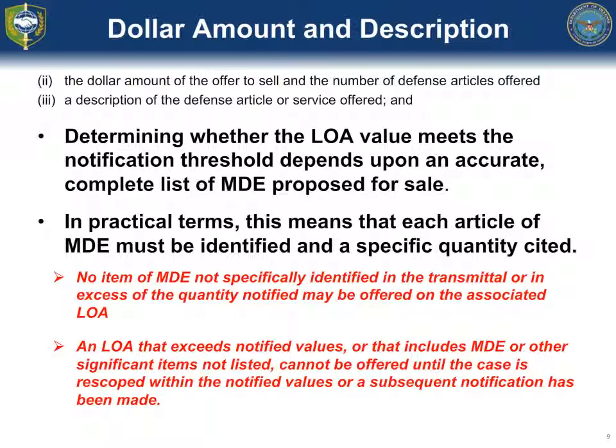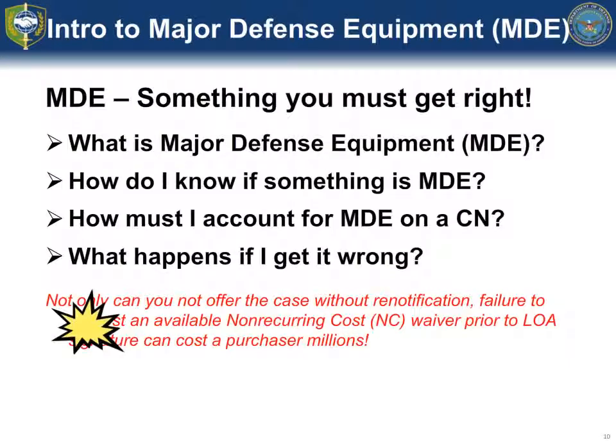If it's not specifically identified in the transmittal or is in excess of that quantity, then we have to rescope the LOA down to the congressional notification values before it's offered, or we have to do a subsequent notification to try and adjust that value and make it right. So determining MDE is an incredibly important thing. It's something you have to get right.